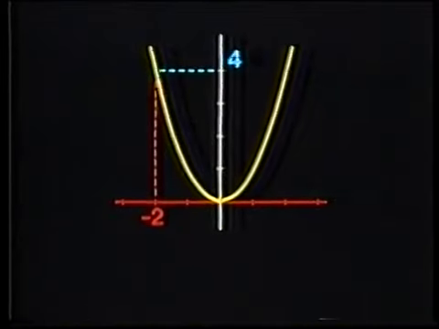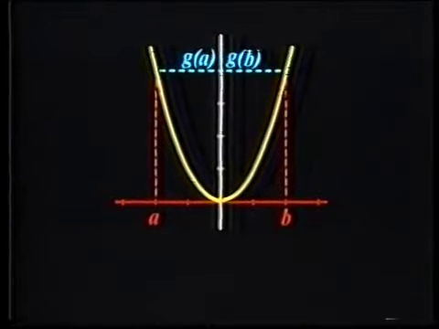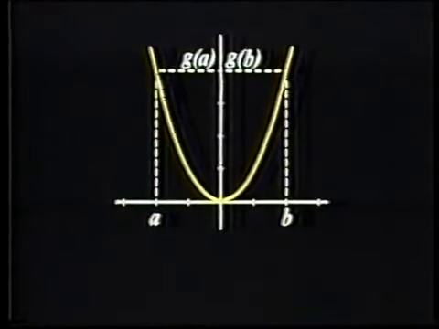But we can input another number. But the graph gives the same output. So two different inputs give the same output. That means that the function is not 1-1. So there's no hope of an inverse. If we try to go backwards, which value do we go back to? This function doesn't have an inverse, but there is something we can do.